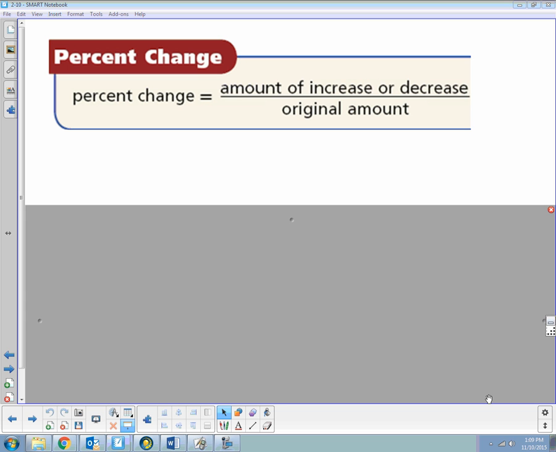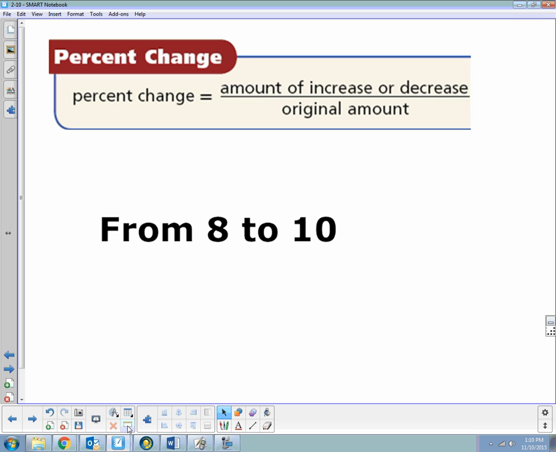And so this formula here is one that's going to help us. You don't have to use this formula if you really understand what's going on, but the formula is a great tool for us. So the percent change is the amount of increase or decrease, how much it's changing, divided by the original amount. So here's an example. From 8 to 10. So I'm going from $8 to $10. I bought something for $8. I'm selling it for $10. I want to know what's the percent change. What's the percent markup on whatever it is that I'm selling?